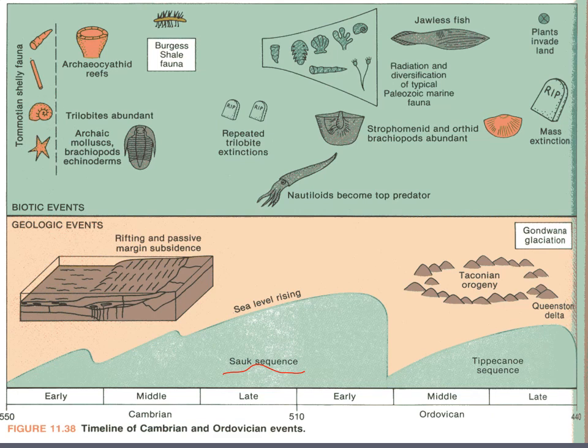And as sea levels get very, very high in the Ordovician, we see continued diversification of our Paleozoic style faunas, as we talked about here. We have our jawless fish, different kinds of brachiopods, which we'll talk more about in the Silurian. But we then end the Sauk sequence with a regression. And then as we're building up the Tippecanoe sequence, we also have the tectonic orogeny happening. We end the Ordovician with a major glaciation in the southern hemisphere and a mass extinction.